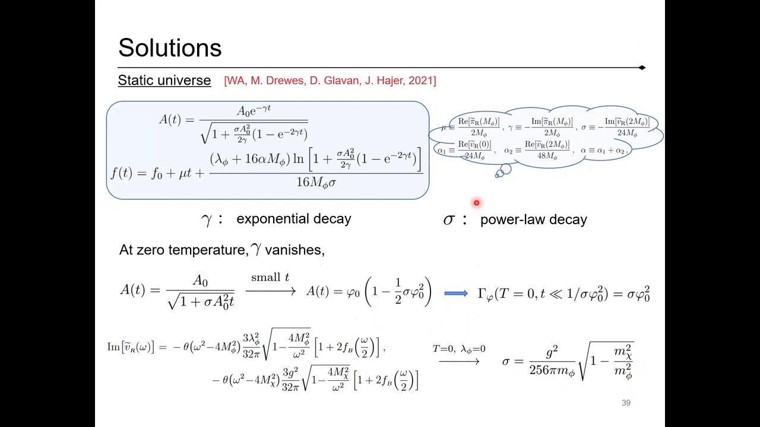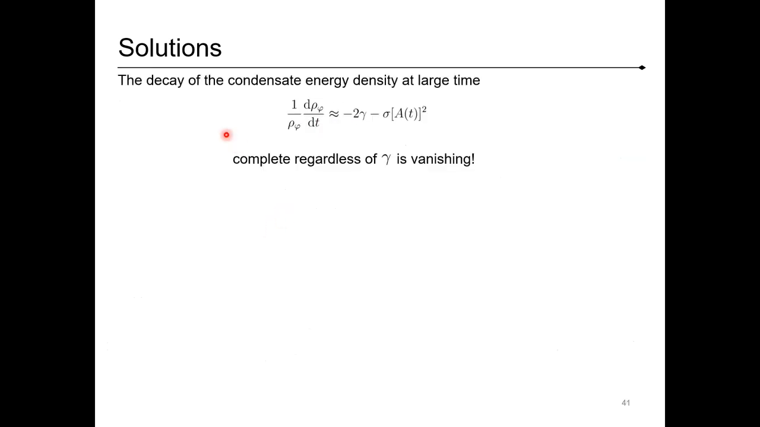Okay, then I will continue. Now let us discuss the decay of the condensate energy density. From the solutions, you can show that at a large time, the normalized time derivative of the energy density is given by 2 gamma minus sigma A(t) squared. Now from this expression, you can see that if gamma is vanishing, the energy density still can decay completely, because this term would not be vanishing unless A is vanishing.